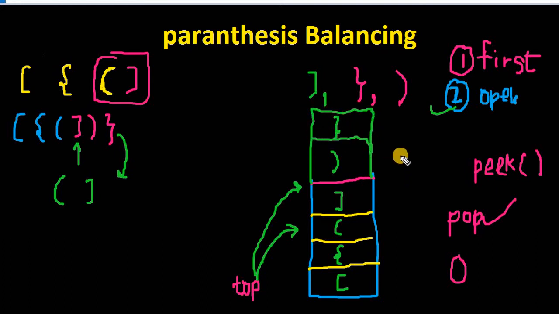So now we know that our stack is not empty. Whenever our stack is not empty, it is the case of unbalanced parenthesis. Whenever our stack is empty or top is pointing to -1, it is the case of parenthesis balancing. I hope you got the logic.